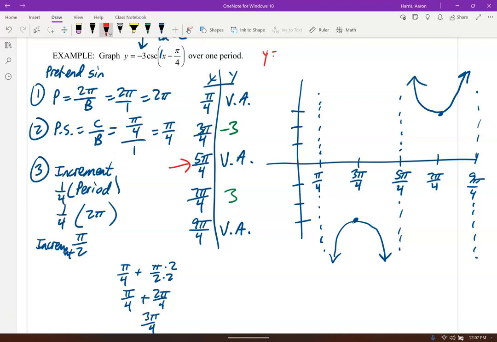If you were to graph -3 sine of x minus pi over 4, then you'd have, let's see, then coming down, it'd be like this kind of deal, right? So, anyways.